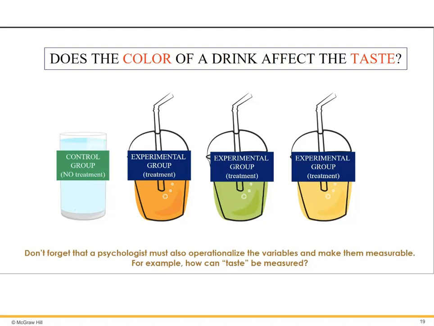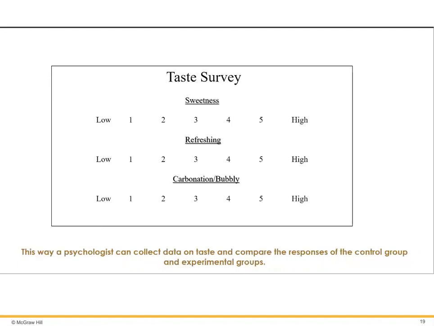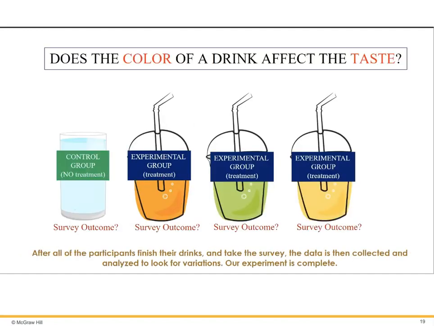For example, how can taste be measured? A psychologist might use a survey. Participants in both groups receive a Likert survey, measuring the drink's sweetness, how refreshing it is, and level of carbonation. This way, a psychologist can collect data on taste and compare the responses of the control group and experimental groups. After all the participants finish their drinks and take the survey, the data is then collected and analyzed to look for variations. Our experiment is complete.